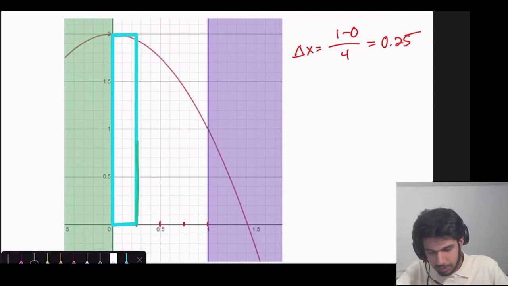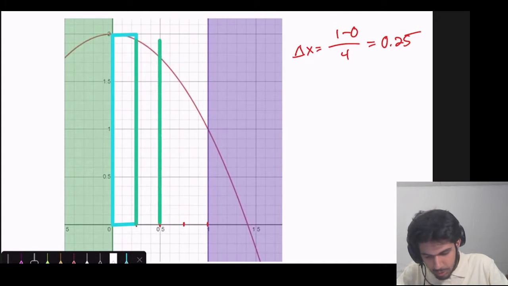We go up until we hit the curve, which is slightly lower than the previous one. And then the right-hand side should have the exact same height, so we can just follow it upwards. And then we draw the horizontal. So that's our second rectangle.